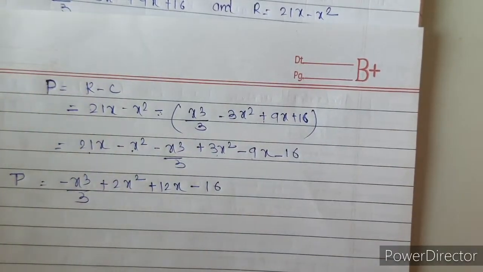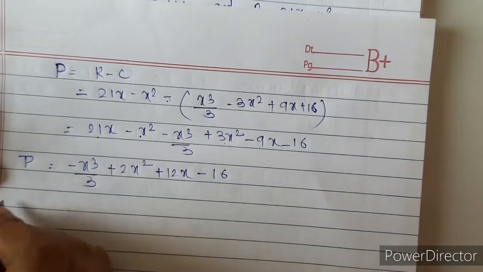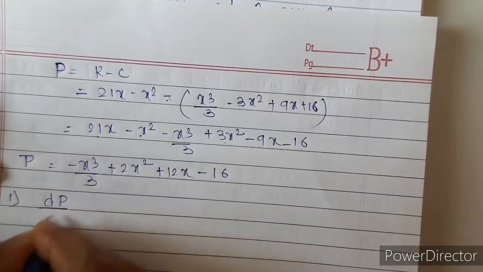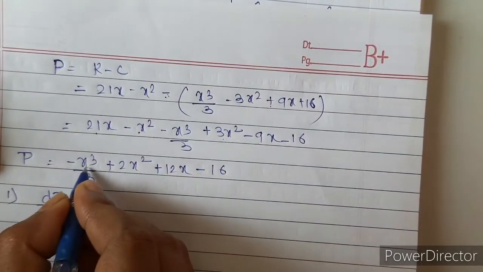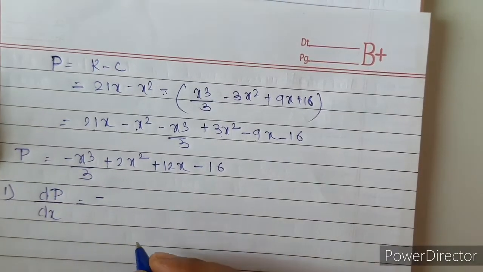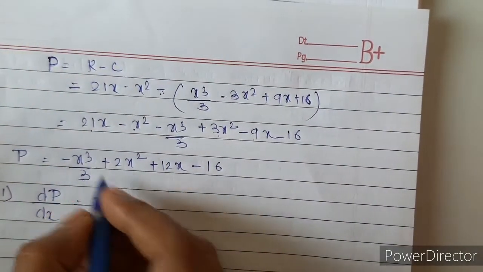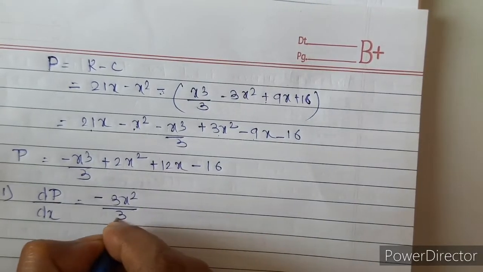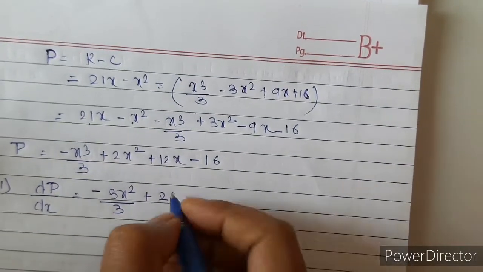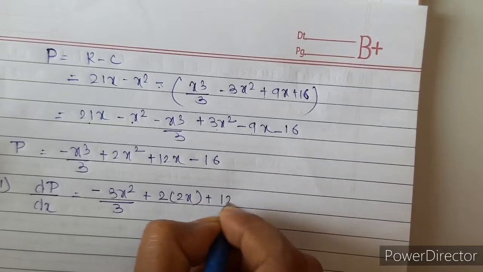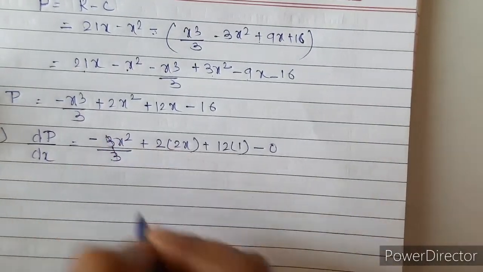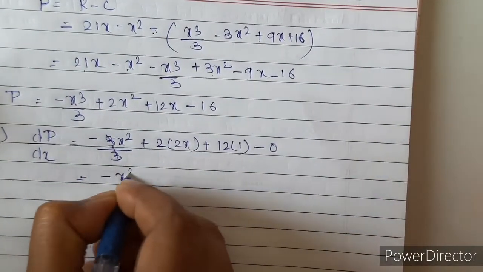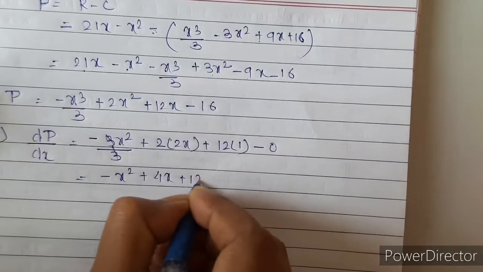Now we have to find at what output we are going to get maximum profit. So first step is to find the derivative of profit with respect to output. So the derivative of this function: the negative will remain as it is. The derivative of x cube is 3x square by 3, plus 2 is a constant, the derivative of x square is 2x, plus 12, the derivative of x is 1 and this is 0. This 3 will get cancelled. What we have is minus x square plus 4x plus 12.